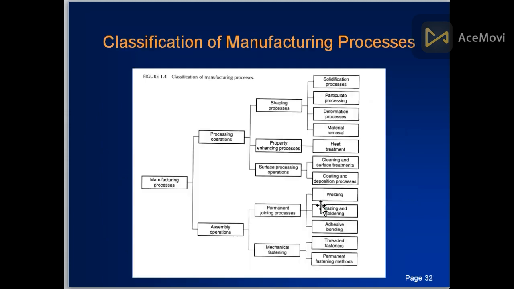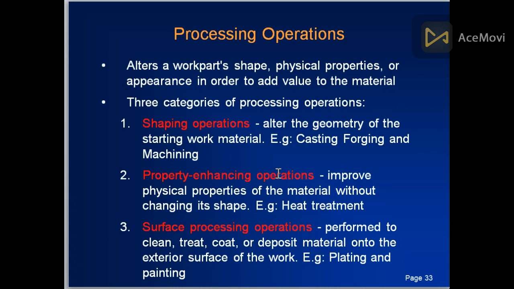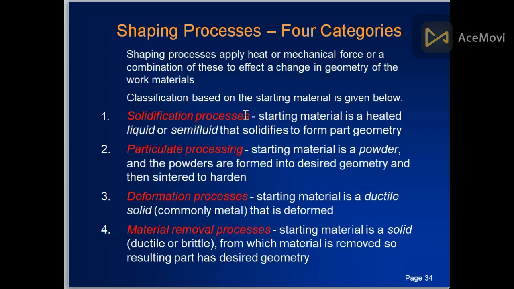Classification of manufacturing processes. There is a previous picture. Processing operations alter the work part's shape, physical properties, or appearance in order to add value to the material. There are three categories: shaping operations, which include casting and forging; property enhancing, such as heat treatments; and surface processing, such as plating and painting. Shaping processes have four categories: solidification process, particulate process, deformation process, and material removal process.